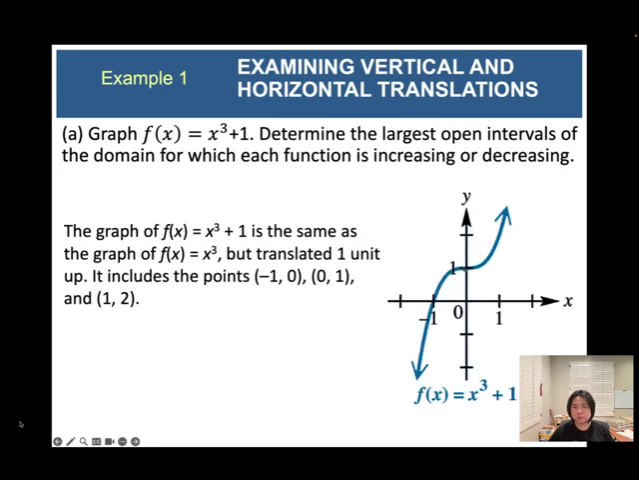The turning point here is supposed to be 0, but since we add 1, we shift the whole graph 1 unit upward. Which part is increasing? Basically, for the odd function here, the whole graph is increasing. So we could say the function is increasing from negative infinity to positive infinity.